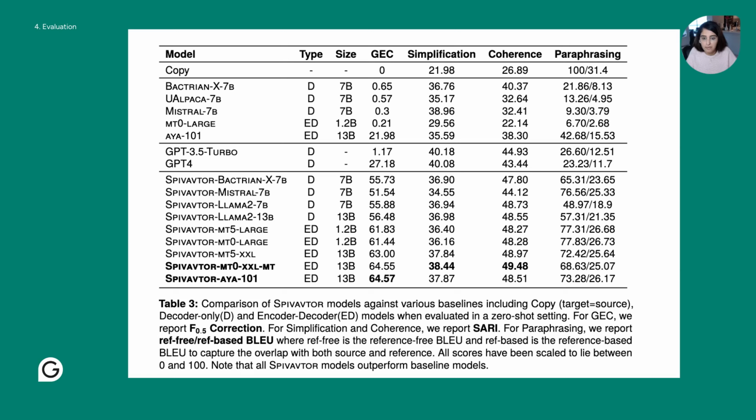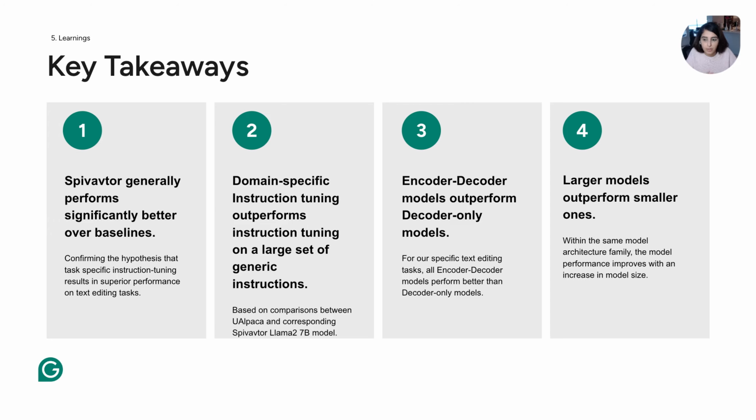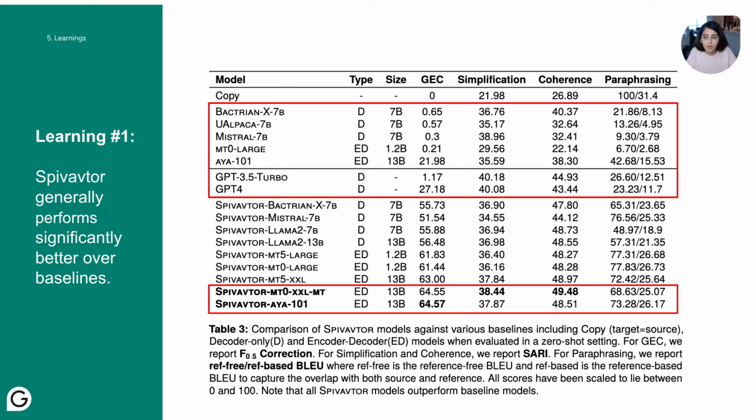Okay. Now this is the evaluation of our models, and this is how the performance looks. All the models that begin with Spivavtor are the ones that have been instruction tuned. On the columns, you can see the type and the size of the models, as well as the 4 different tasks, with aggregated performance scaled between 0 and 100 for comparison. Now, let's talk about each of them in detail. These are the 4 learnings that we have come up with.